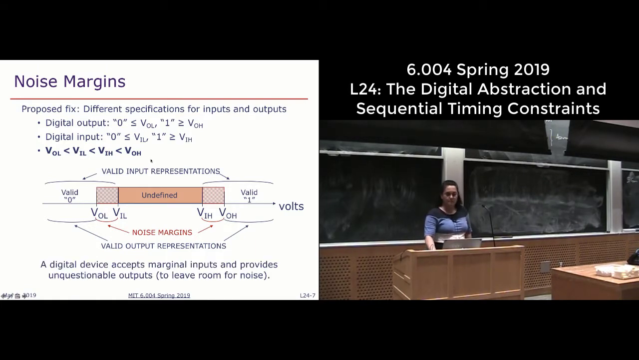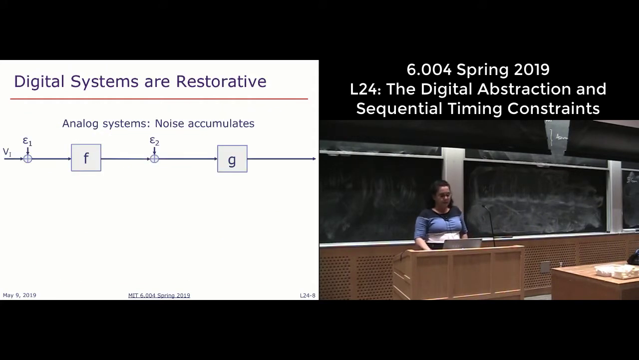All right. So let's take a look at how this helps us in terms of restoring good values and dealing with noise. We're going to start off by looking at an analog system. Suppose that I have some input, I'll call it VI, and some noise epsilon 1 is introduced to this input. So my input to my F module is actually VI plus epsilon. In an analog system, F would see VI plus epsilon, and it would produce some output that's proportional to that input, including the noise that was added.